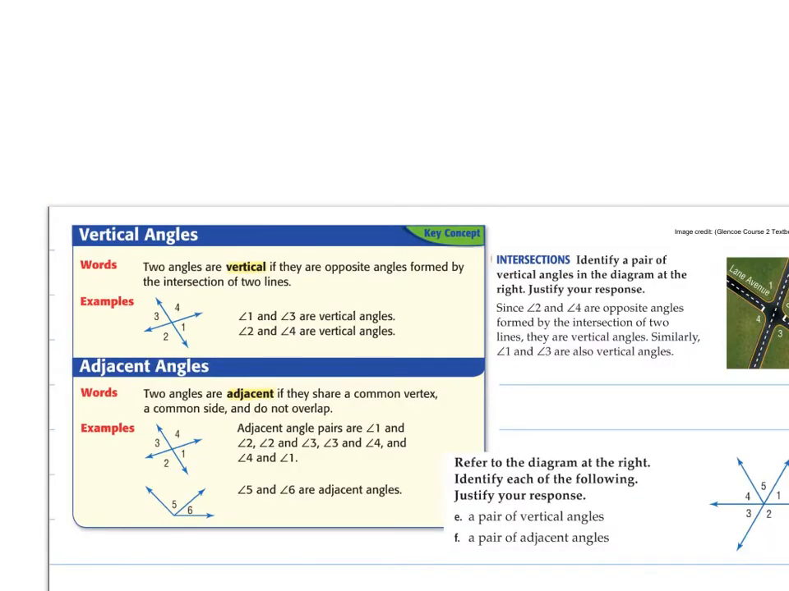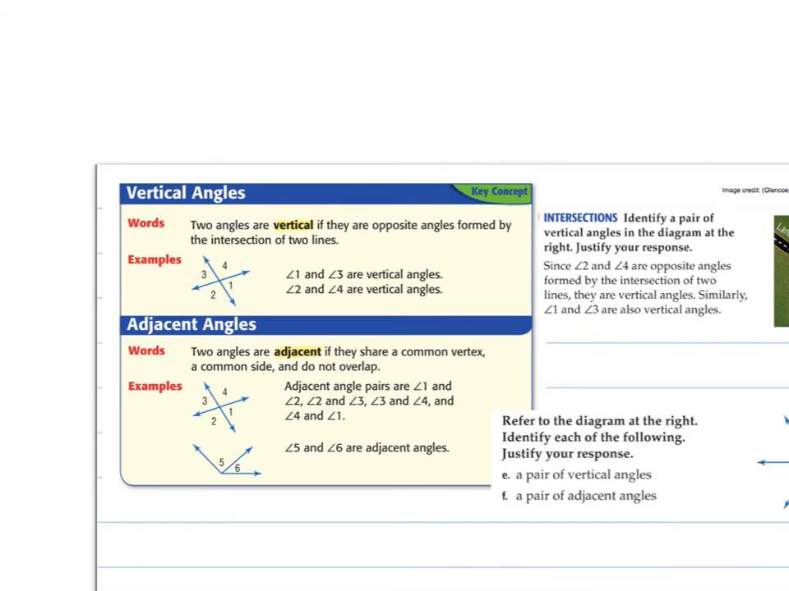All right, so some more vocabulary. Vertical angles and adjacent angles. Vertical angles are 2 angles that are opposite of each other, across from each other, when 2 lines intersect. So for example, here, angle 1 and 3 are vertical angles. They're across from each other on those intersecting lines. They're going to be congruent. They're going to have the same exact measurement. And angle 2 and angle 4 are across from each other. They are also vertical angles that have a congruent measurement.